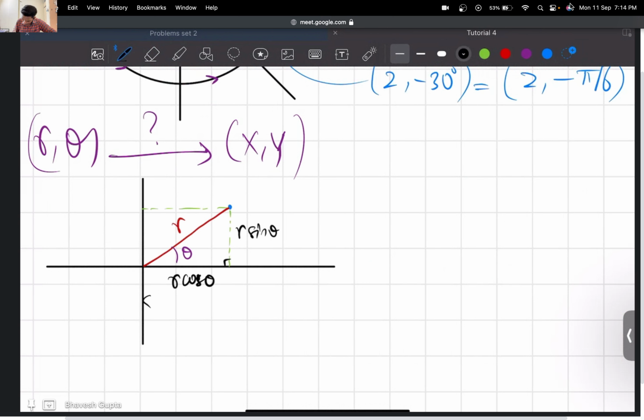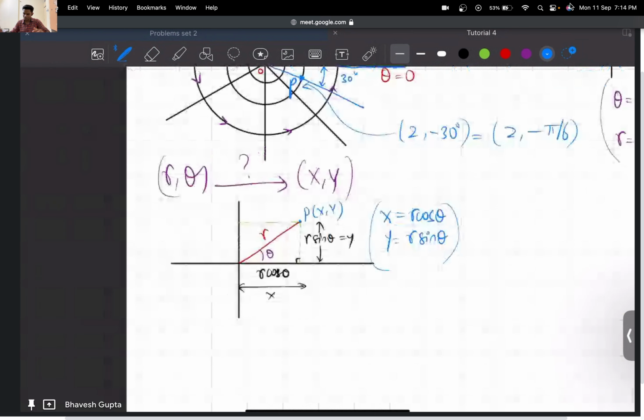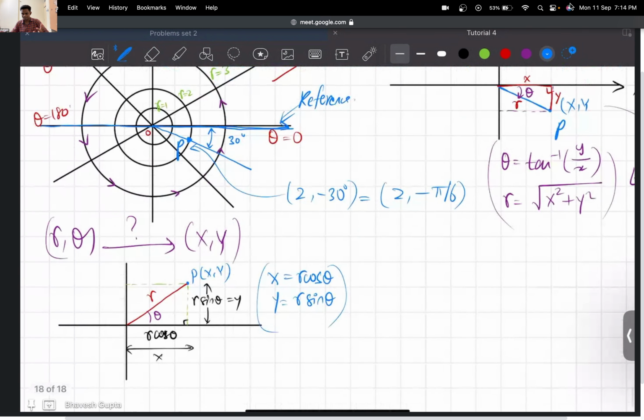And honestly speaking, this is what my x is, and this is what my y is. So this point P turns out to be x comma y, where x is nothing more than r cos theta, and y is basically r sin theta. So this is how you can convert your r theta in terms of x y. This is the interconversion you can have between the coordinate systems.